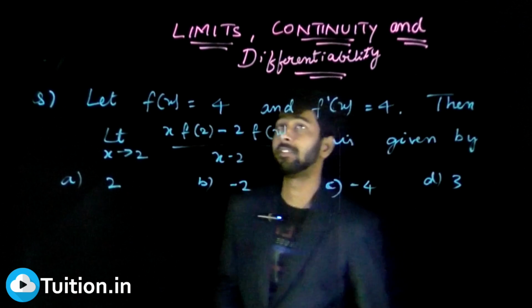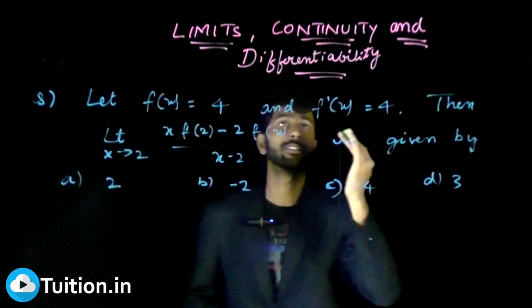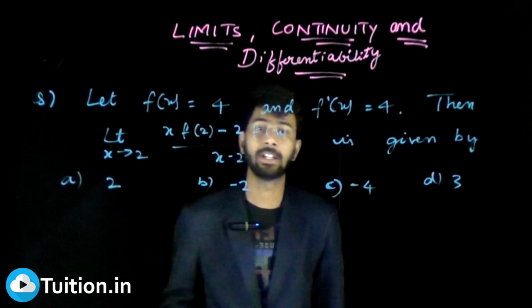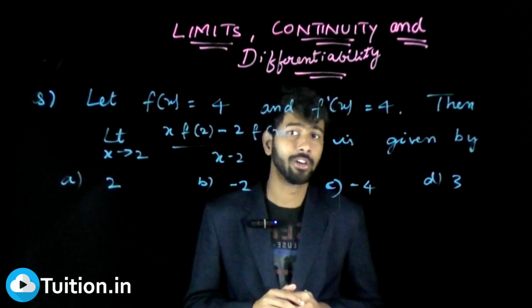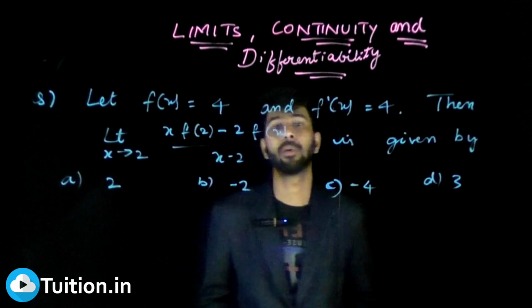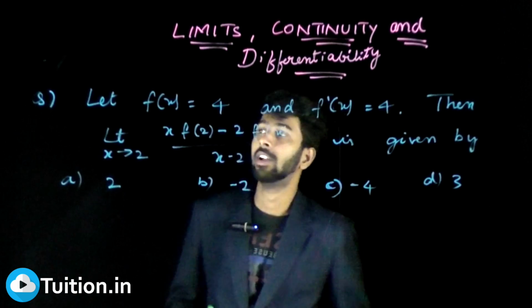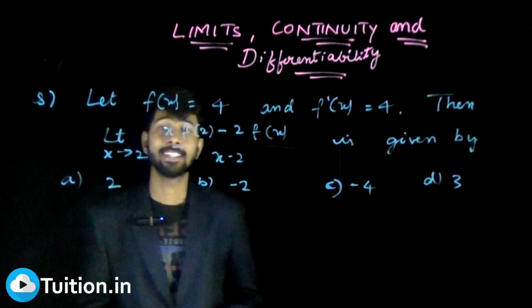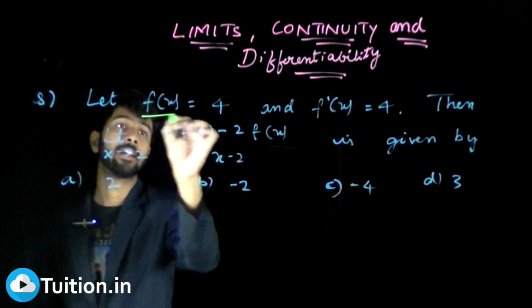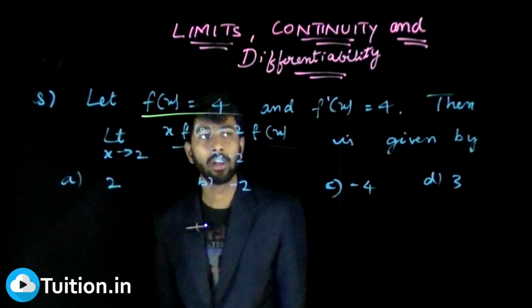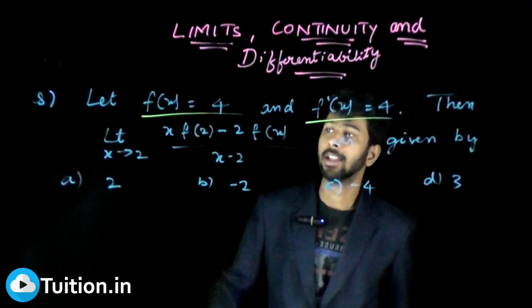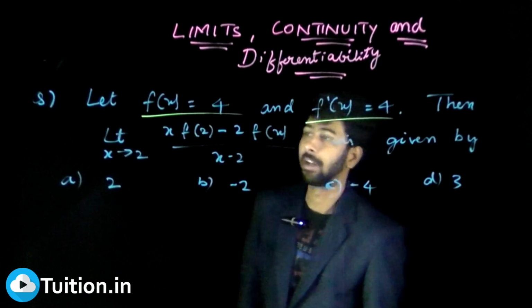So let's look at this simple previous problem from the topics limits, continuity and differentiability. It is a simple problem for sure, but often simple problems actually teach you a lot of concepts. So this is one such problem. It says let f of x is 4. So f of x is set to be a value 4 and f dash x is set to be 4. Then what is this given by, right?